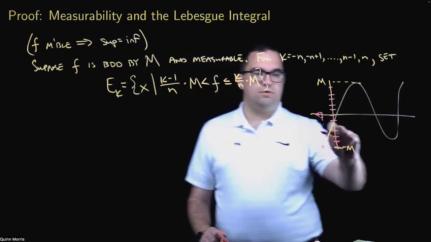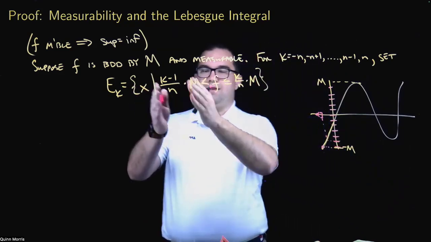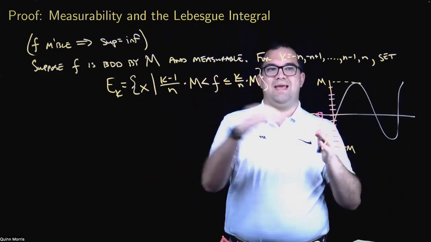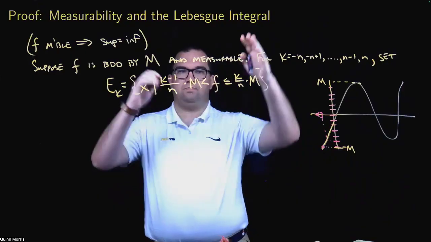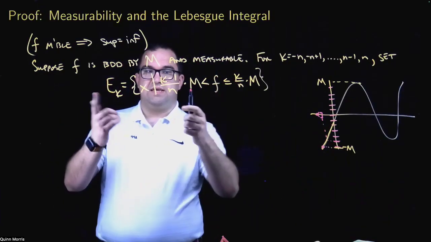Okay, and then so on and so on. So you're just partitioning up the range and then looking at which parts of the domain map into that part of the range. And you're just partitioning it evenly. Okay. All right, now, things to note.